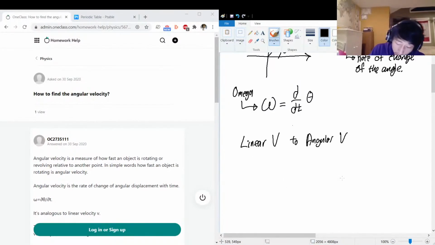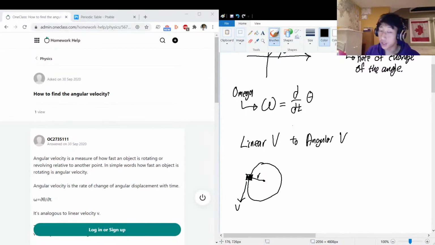Okay, suppose you're driving in a roundabout like this. And this is you, your rectangle car, and your velocity here. Here you have r. If you increase your velocity, you should expect your linear velocity to change. That's what you would see on your speedometer.